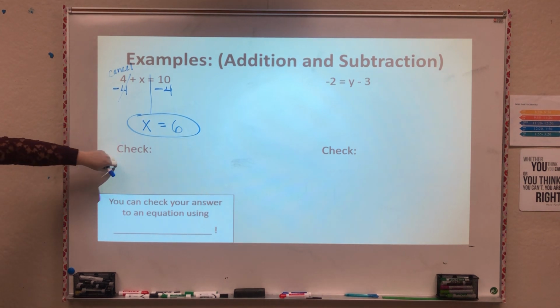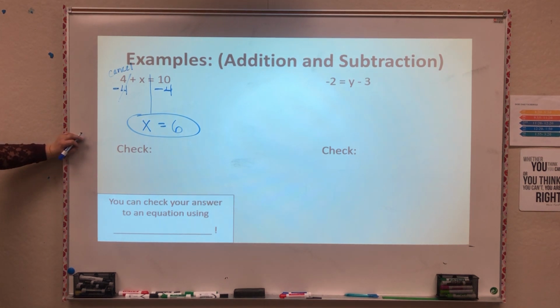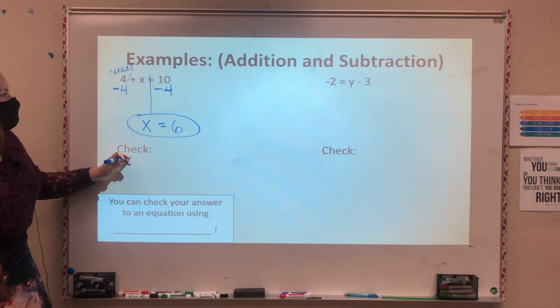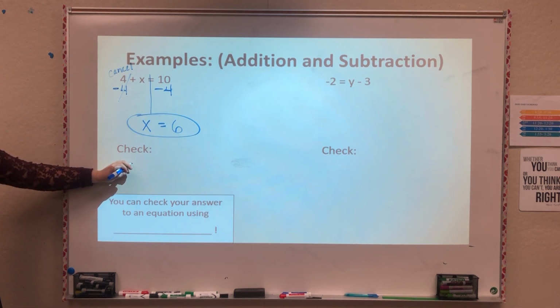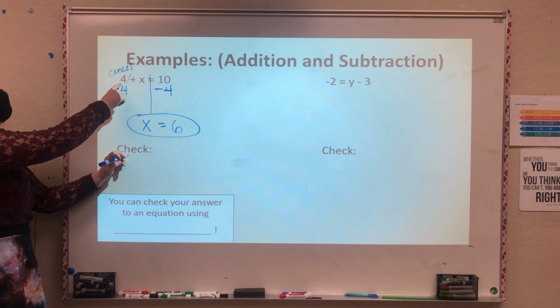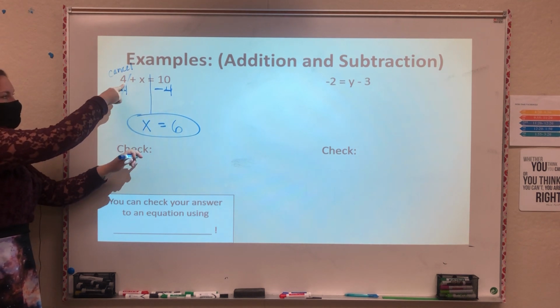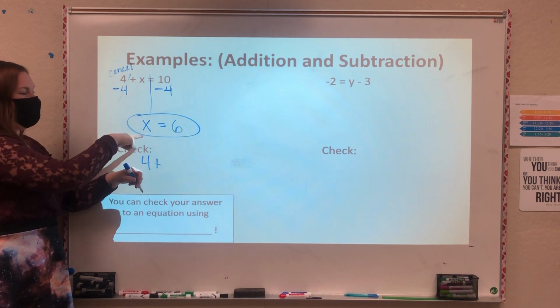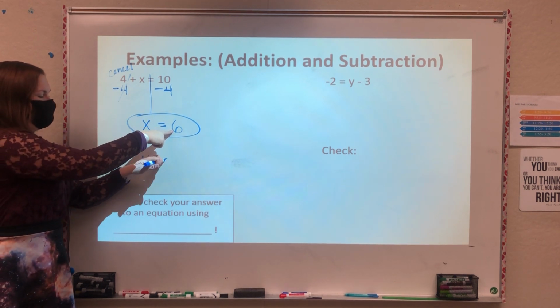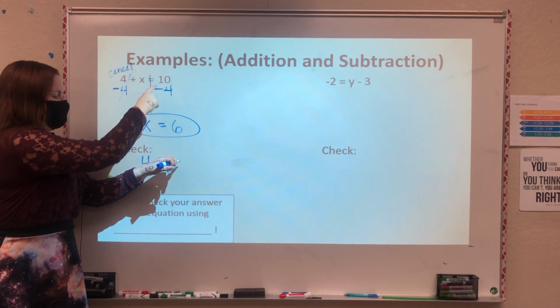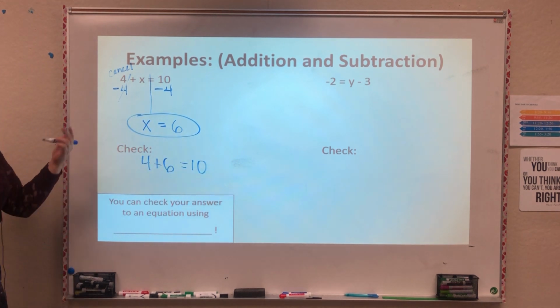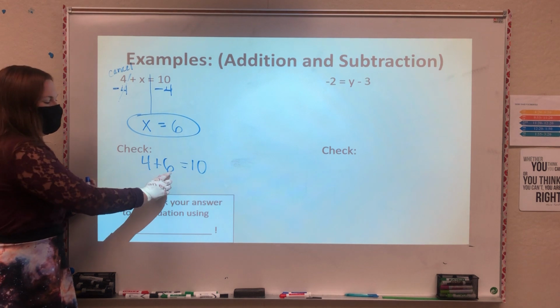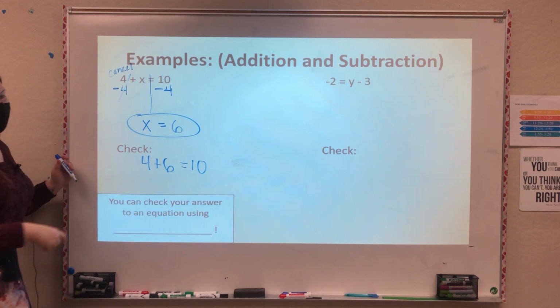If I wanted to check, do you remember how we could check these? Yes. 6 plus 4. So what would I write down? You use exactly your equation. 4 plus x, and we know x is 6, there you go, equals 10. And we're going to check to see, is that true? Did you find the missing number that makes this equation true?